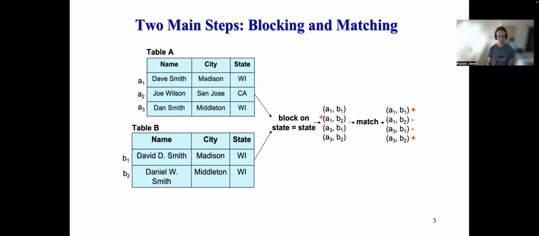Continuing with our example, typically how this is done in practice is in two steps, blocking and matching. Here we have a simple blocking rule, which is that we only consider pairs that agree on the state. This gives us 4 pairs, which we can then feed into a matching algorithm, which may be rule-based or machine learning-based. And then we get 2 final predicted matches from this pipeline.